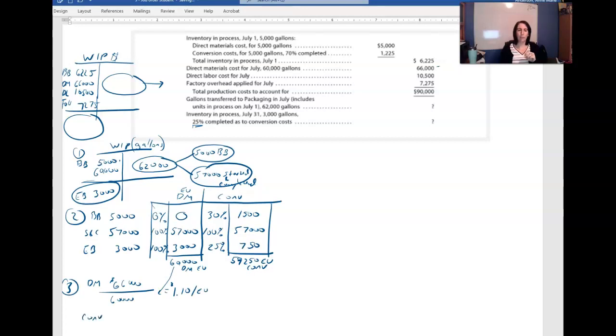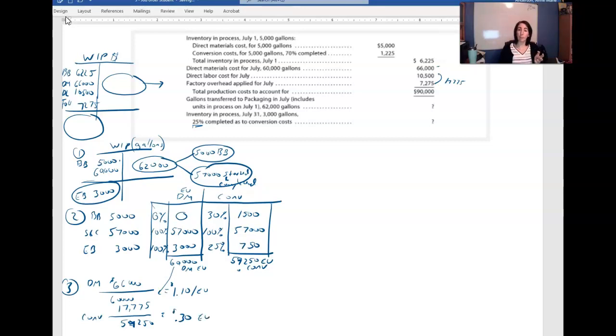Conversion. We're going to do the same thing. But remember, conversion is 2 things. It's labor and factory overhead. So we're actually going to look at those 2 together. Let's do it again. We're going to look at the 2 of these together, which is really 17,775. So we're going to take total conversion cost, 17,775, divided by the number of equivalent units, right here, 59,250, which is 30 cents per equivalent unit for conversion.